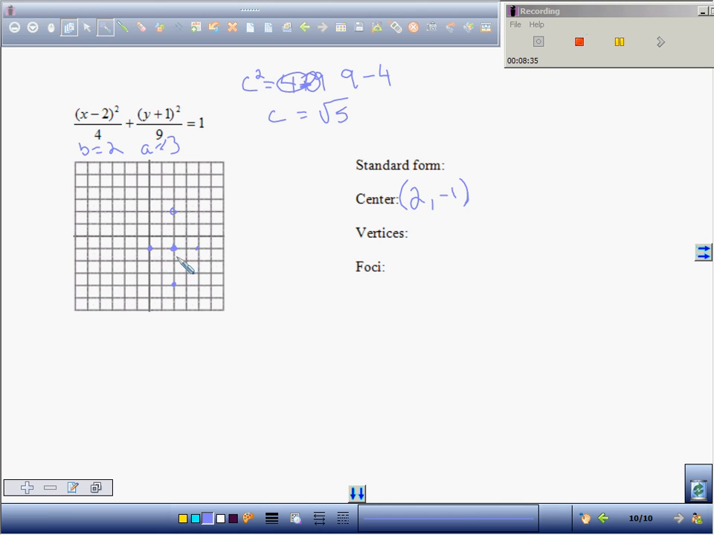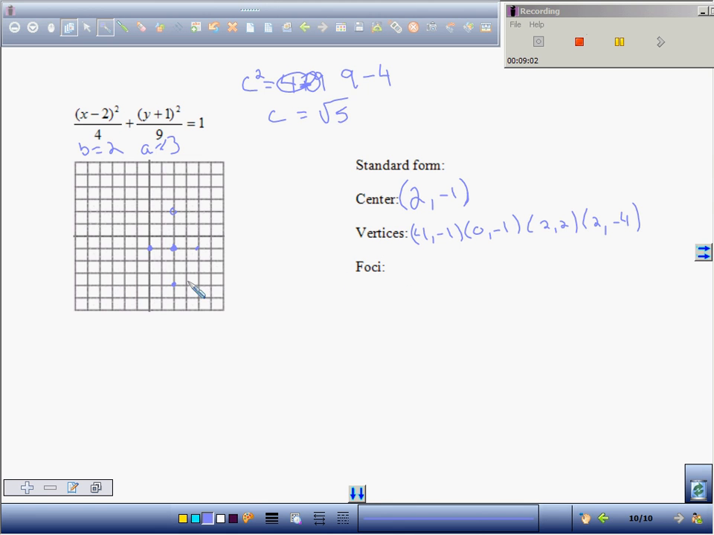Vertices at, what would that be? 4, comma negative 1. 0, comma negative 1. And then at 2, comma 2, and then at 2, comma negative 4. Everyone see where I'm getting that from? This is why I think it's better to draw a picture than to use those formulas. You could use those formulas as well.